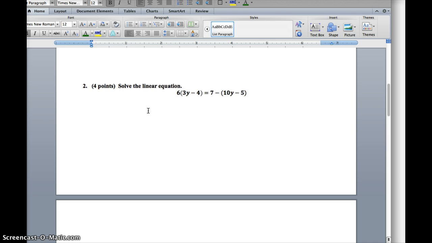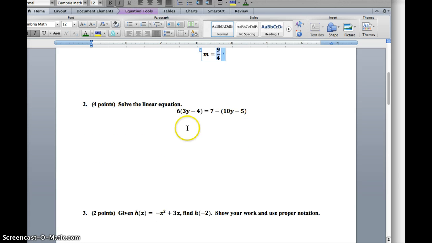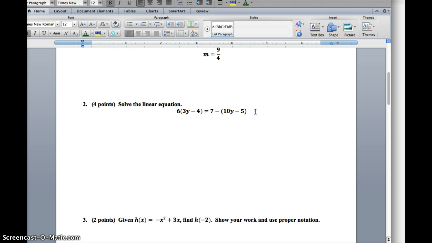So now let's move on to the second equation. Most everyone when doing the quiz did really well with this first part on the left-hand side. So when you distribute the 6, you would rewrite this as 18y and then minus 24.